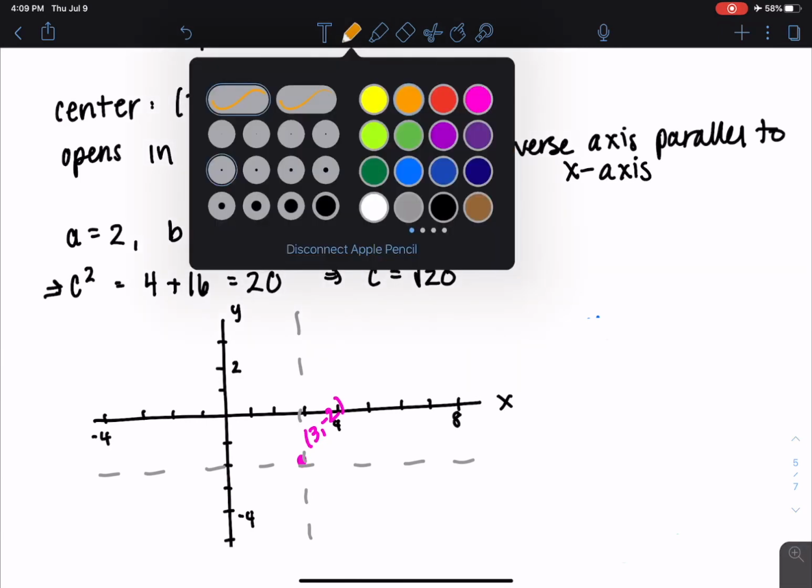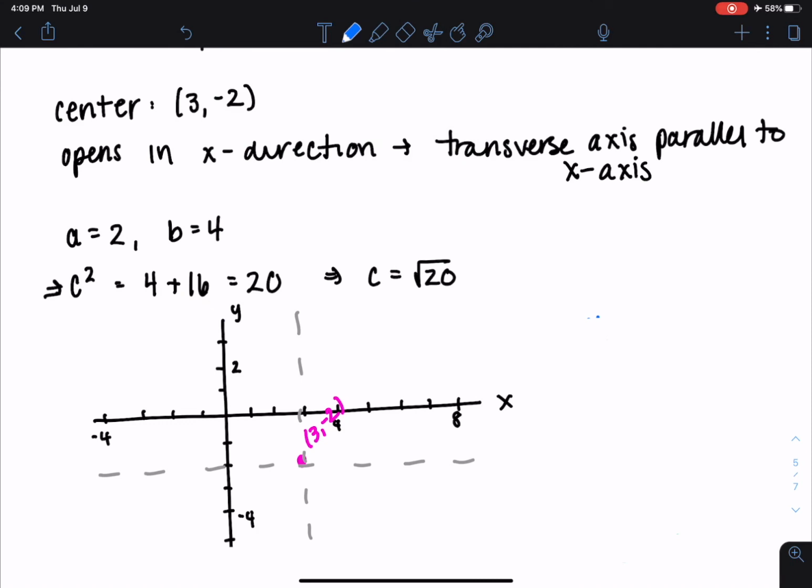Now, to figure out my vertices, I'm going to move left and right a distance of a. What's underneath my x was the 4, so I move left a distance of 2 and right a distance of 2. My vertices you can just pick off the graph. It's going to be 1, 2. So 5, negative 2. Back 2 would be 1, negative 2. Or using those equations, it's 3 plus or minus 2, and the y-coordinate stays untouched.